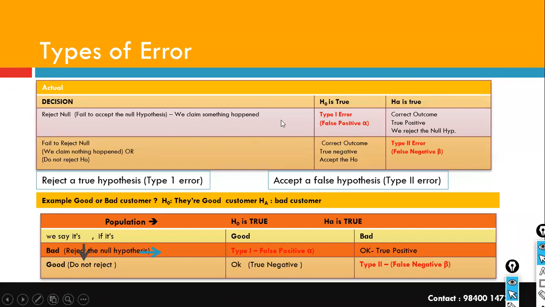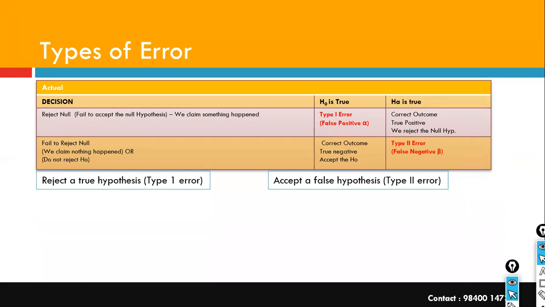Reject null: we claim something happened and it is true. There are some situations where you have to reject it, and some situations where you have to accept it. In the case of accepting, if you reject it, it is a problem. That is your false positive. There are situations where you need to reject the null hypothesis, but if you fail to reject it, you will end up with a false negative. So these are the two things that you need to remember.